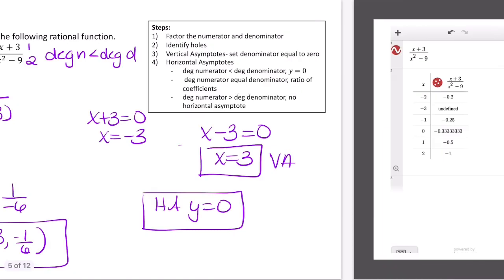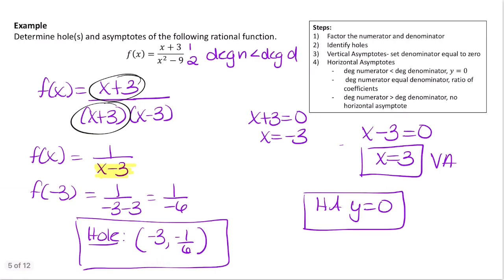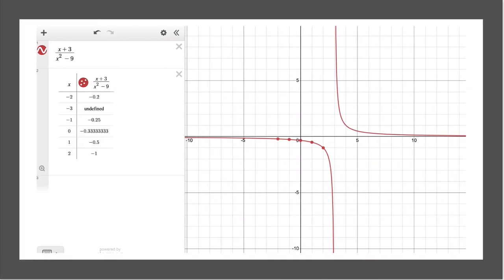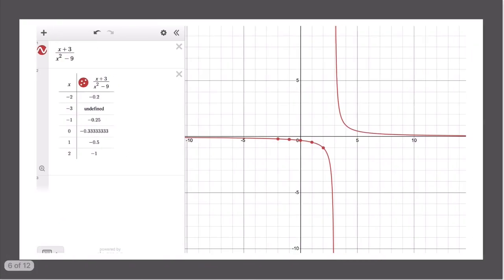So if we go to the graph, we can see that's what's going on. Notice as the x values head to negative and positive infinity, we have an asymptote at y equals 0. It tells us that at negative 3, the function's undefined, right? Because that's the location of the hole. And we also have our vertical asymptote, which you can see here, that is located at x equals 3.